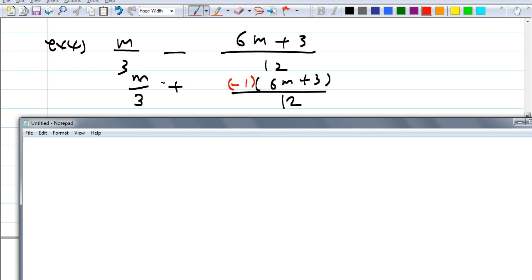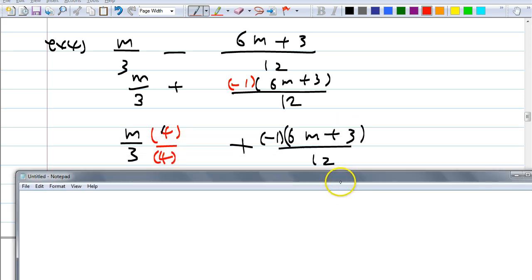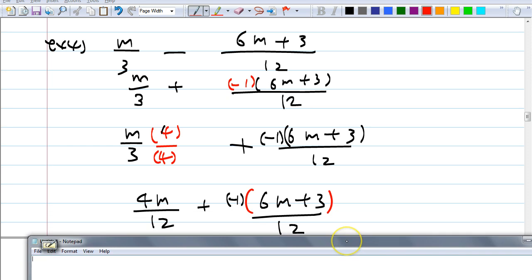Yeah, find the LCD. What's the LCD of 3 and 12? I think you could do this in your head. 12. So this one is already 12. You don't have to do anything, right, to the second fraction. First fraction. What can I do to the first fraction so that I get 12 as my denominator? Yes, Lara. Yeah, we multiply the numerator by 4 and also the denominator by 4, right? So you get 4m over 12 plus negative 1 times 6m plus 3.